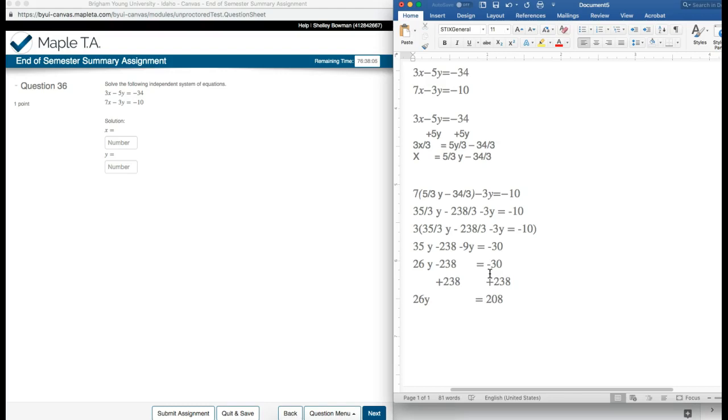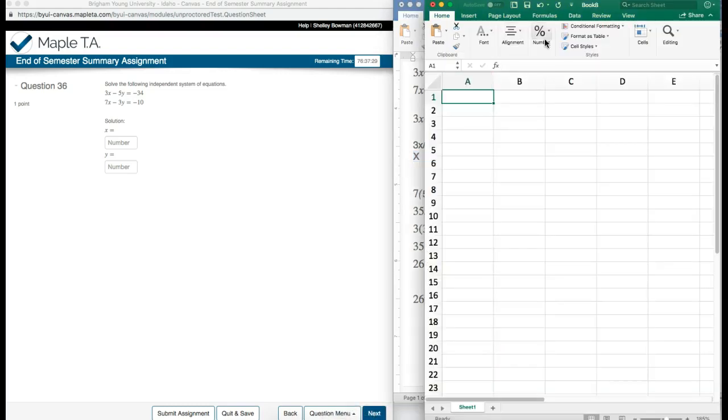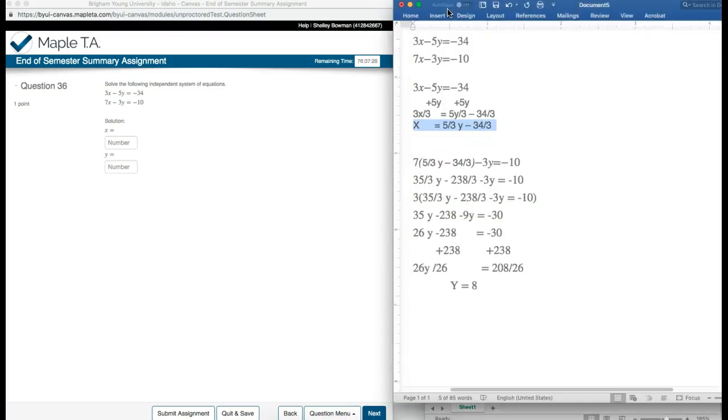And then to continue solving for y, we need to divide both sides by 26. So divide by 26 on the left, divide by 26 on the right, and then I'm left with y equals 8. And then I'm going to take this and substitute that 8 into our x equals here. And let's just go ahead and use Excel for that because I think it'll go really fast. So let me move this over.